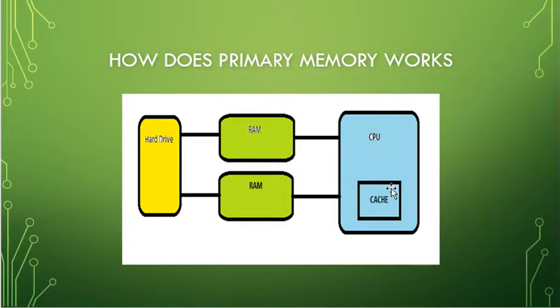so that way the performance will go higher. And on the other hand, there is another primary memory, which is called cache memory, and it has 3 levels: level 1, level 2, and level 3.